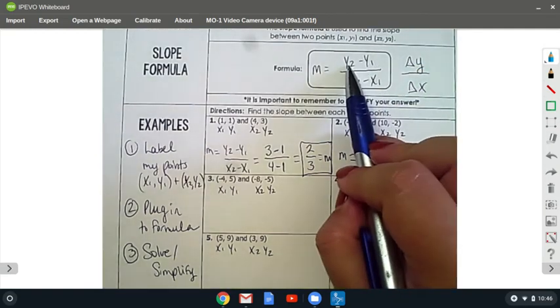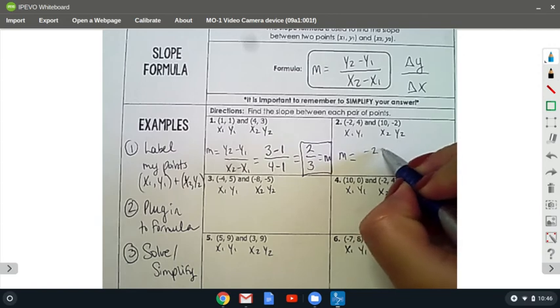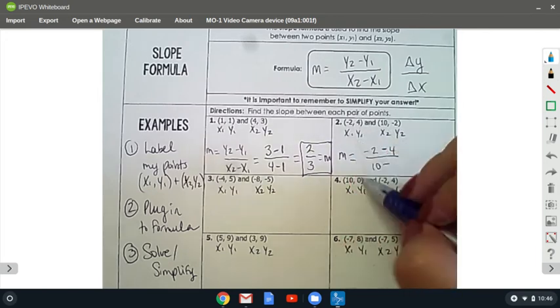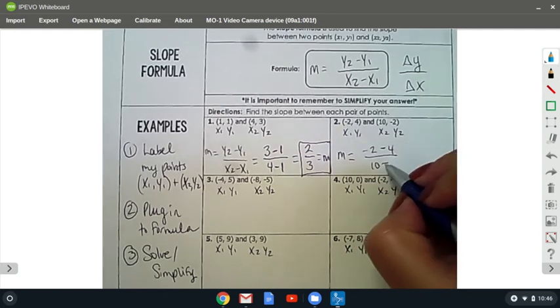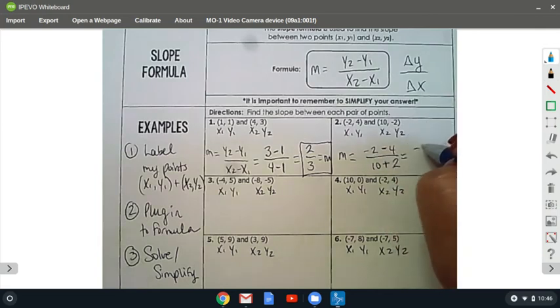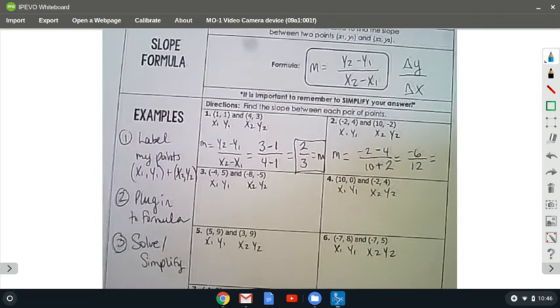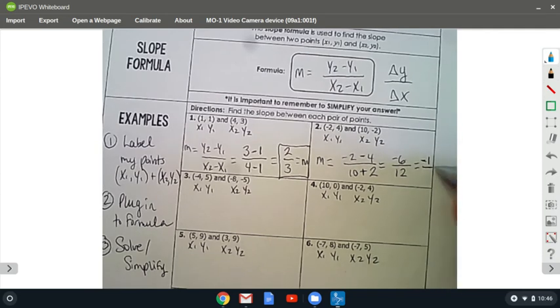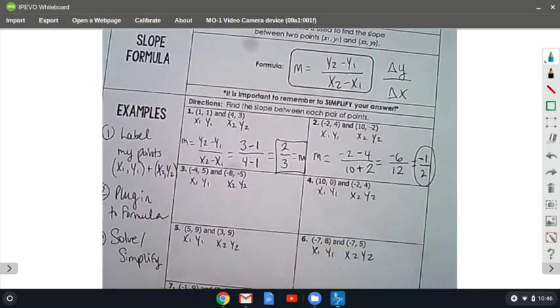Okay, my y2 comes first, so I'm going to do -2 minus my y1, which is 4, over my x2, 10, minus, I have a negative here, so I'm subtracting x1, but my x1's a negative, so that's going to change this to a positive. -2 minus 4 is -6, and 10 and 2 gives me 12. I can reduce that fraction. They can both be divisible by 6. So if I divide this by 6, I get -1. And this by 6 gives me 2. So I got -1/2. That is the most I can simplify that. That is my slope.